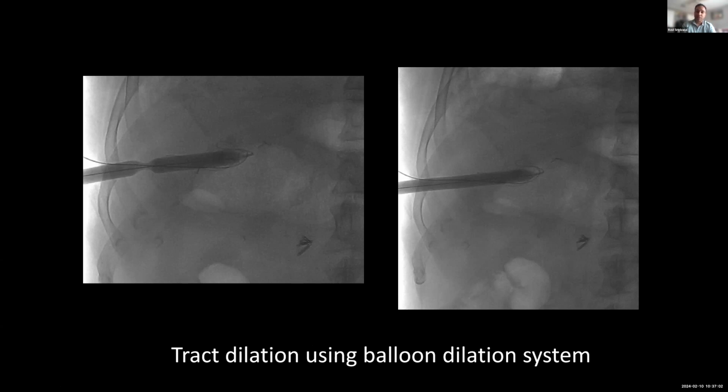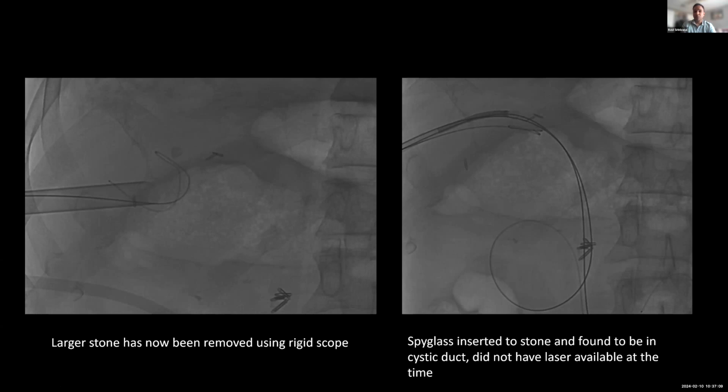Oftentimes, if you have a lot of stones or big stones in the gallbladder, using a rigid scope is a lot more efficient. This was just a small stone, but we still used the rigid scope nevertheless. So we removed that big gallstone that was sitting in the lumen, and I don't have the images from that, but I have the images from the actual cystic duct stone removal. Here you can see us getting the Spyglass right up against that stone. We've got two wires going across down into the biliary tree.